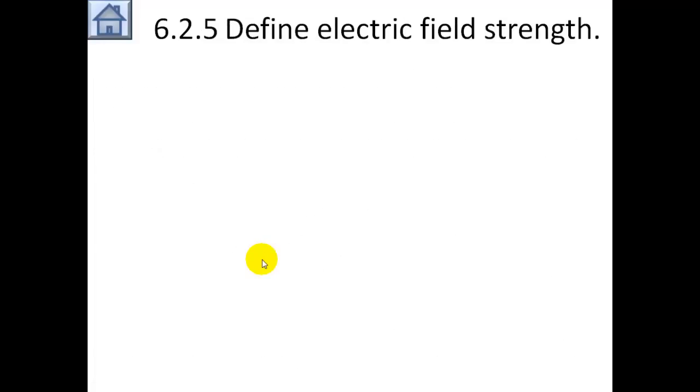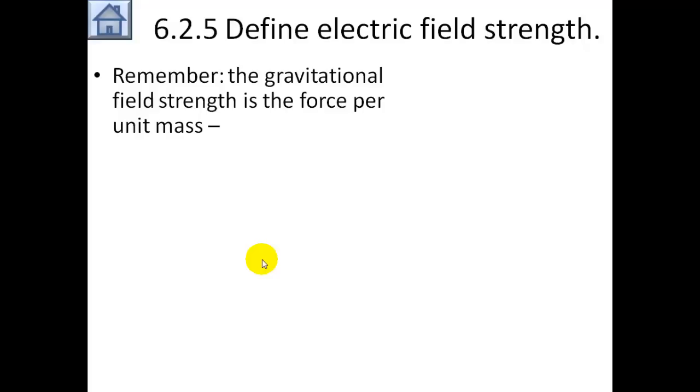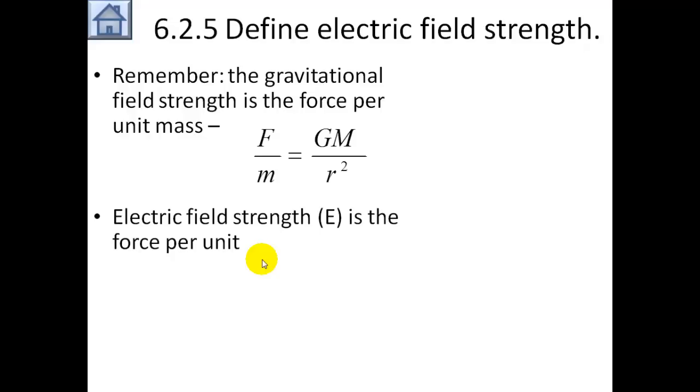Define electric field strength. Remember, the gravitational field strength is the force per unit mass. However, the electric field strength is the force per unit, not mass, but per unit charge. What are the units? It's going to be force in newtons per unit charge in coulombs, so newtons per coulomb, in the direction that is felt by a positive charge.